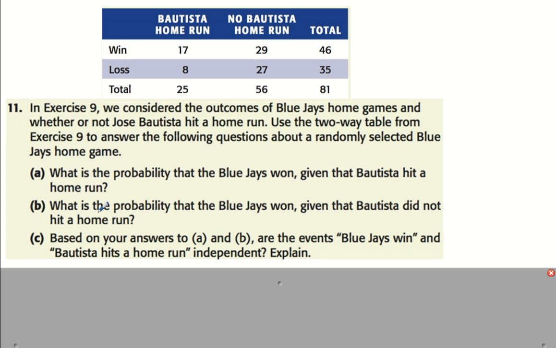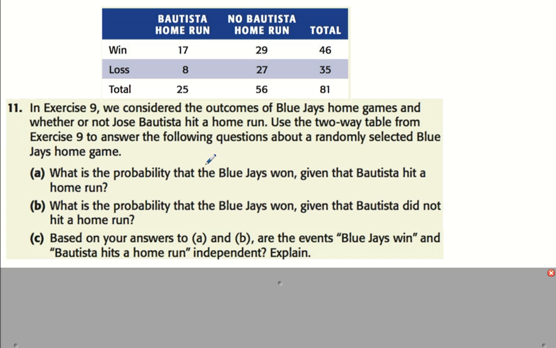What we're getting at here is, is there some connection between two categorical variables? Home run by Bautista? No home run by Bautista? Does that affect the wins and losses? Or are these independent of each other? That's what we're going to look at. So you've got your two-way table here. This is a very important concept that we're going to consider. See if we can make sense out of it together.